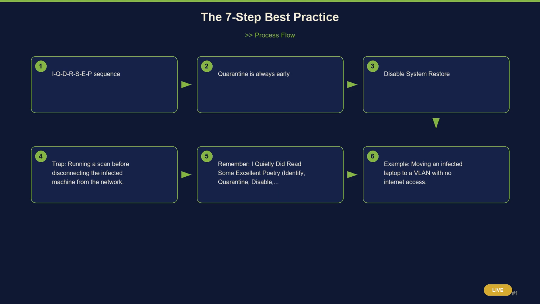If you don't disconnect the network cable or disable the Wi-Fi, which is step 2, quarantine, the malware might keep spreading while you're trying to kill it. This is the hardest part of the exam for many. What I see students do is forget to disable System Restore. If you don't do that, the malware just hides in a restore point and comes back to life like a movie villain. It's a strict sequence for a reason.